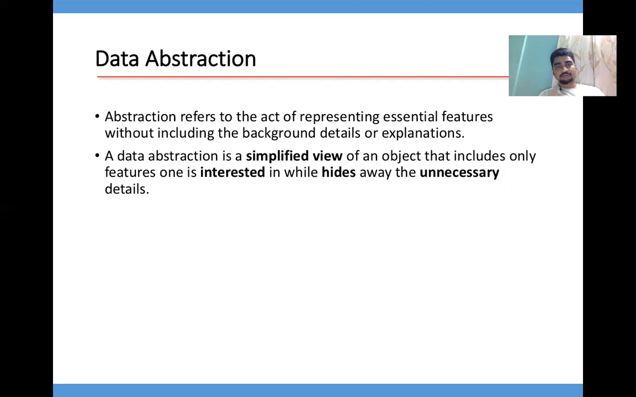Now, talking about data abstraction, it refers to the act of representing essential features without including the background details or the explanations. It's a simplified view of an object where the main interest is on the features, not unnecessary details. So we are not bothered about the unnecessary details, and we always try to hide all those details. Background details need not be incorporated, and the explanation need not be there.